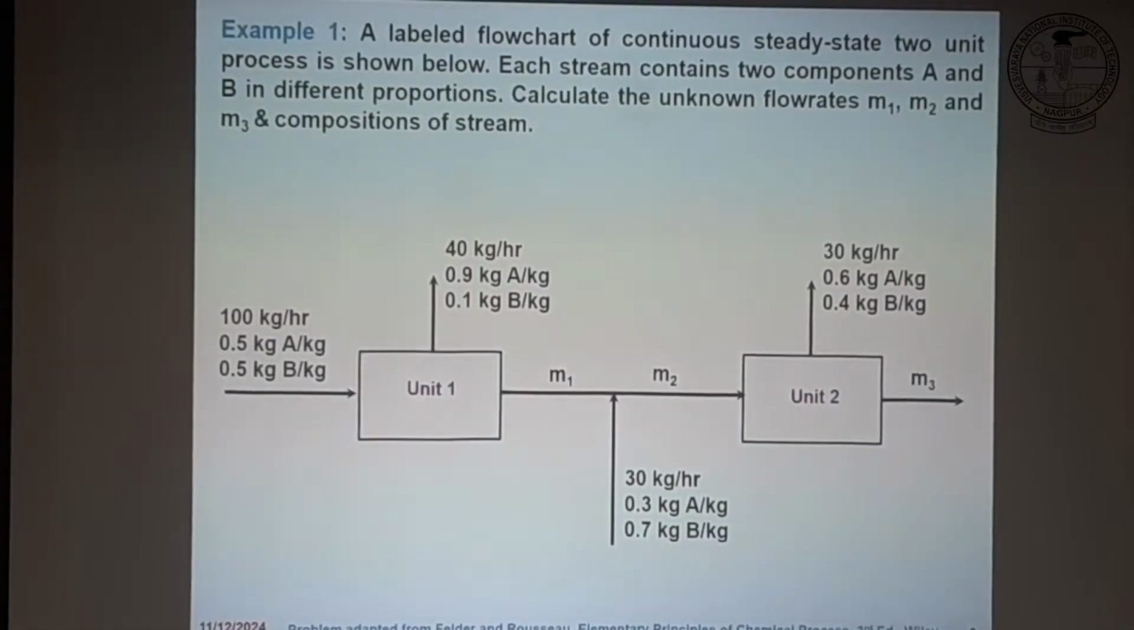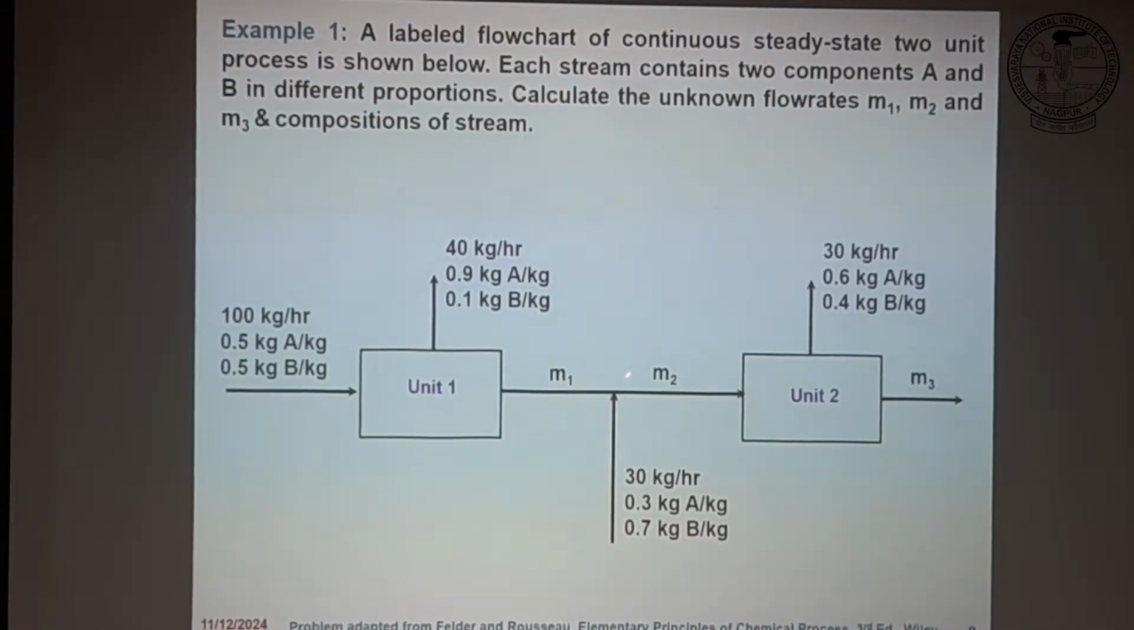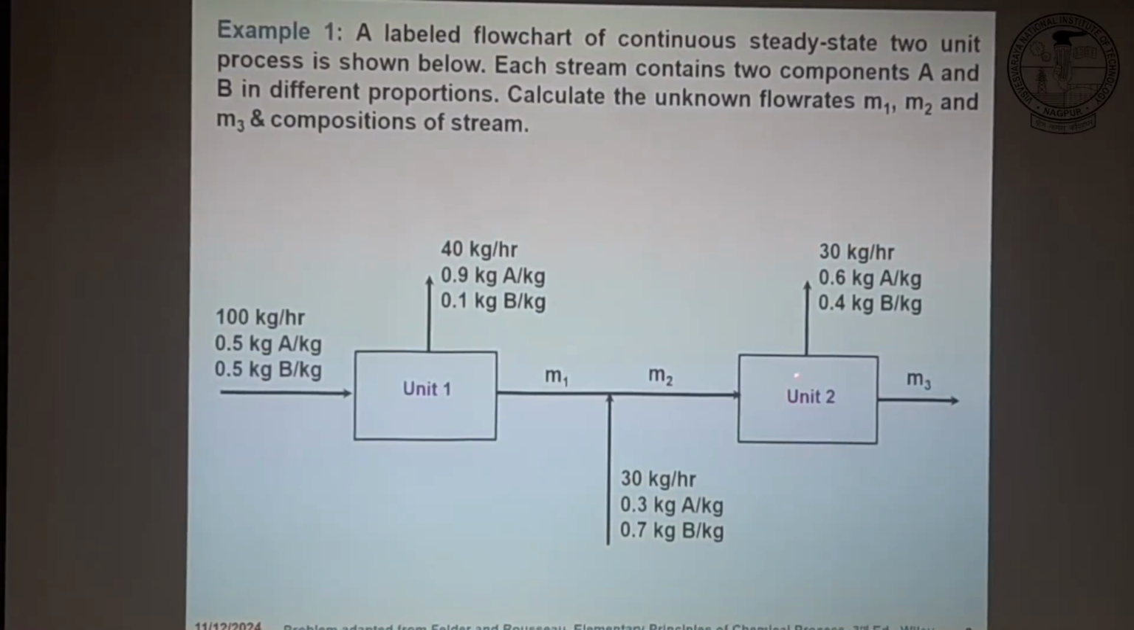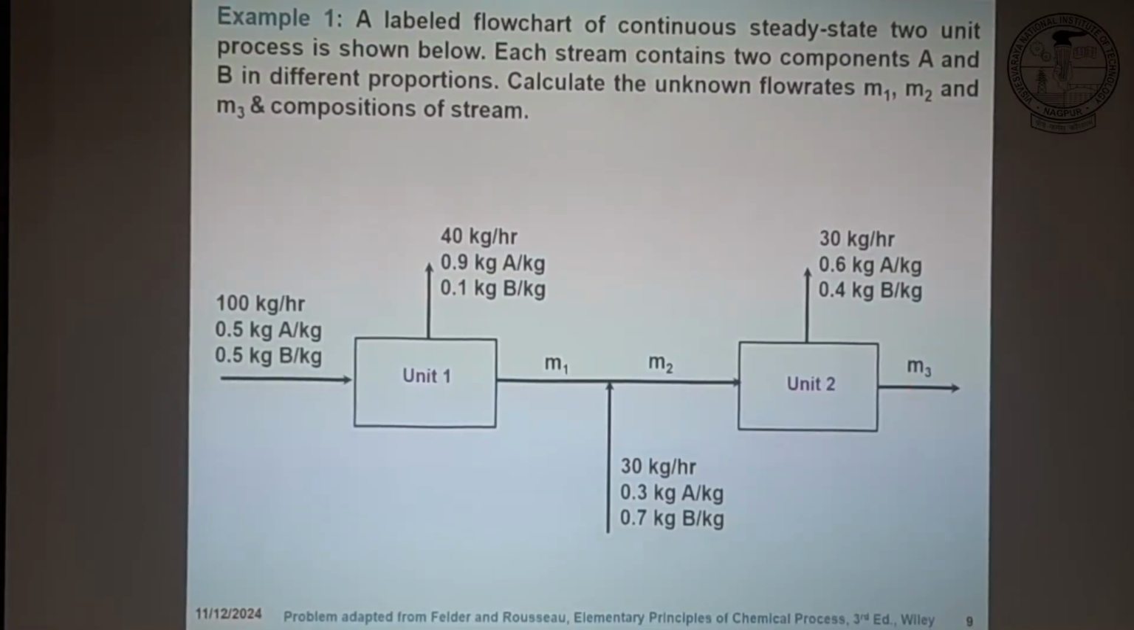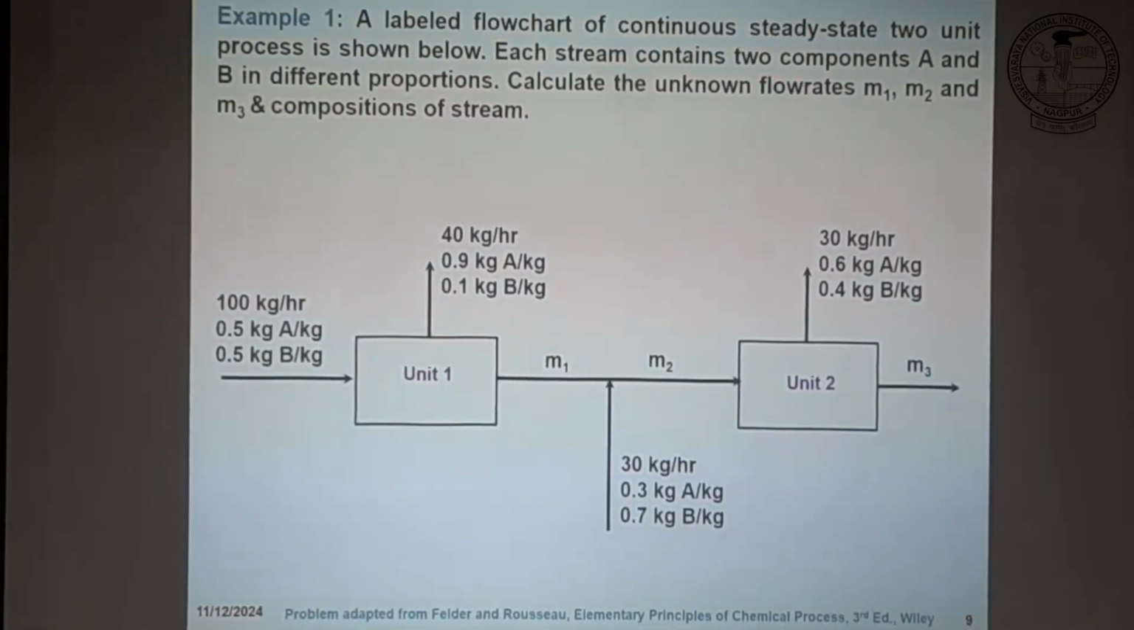So we have to identify the mass flow rate of M1 which is coming out from unit 1. Similarly, the random stream which is getting mixed at this point, that is why the composition of the M2 stream will change, and it enters into unit 2. So from unit 2 there will be two outputs. One is M3 which is also unknown, and the second output is 30 kg per hour, in which 0.6 kg is A and 0.4 kg is B.